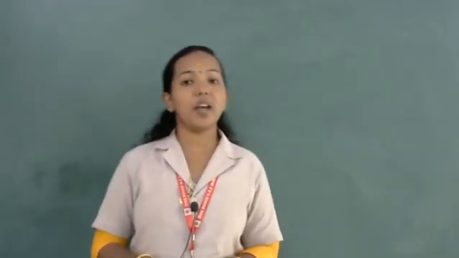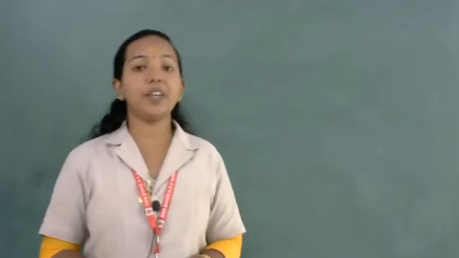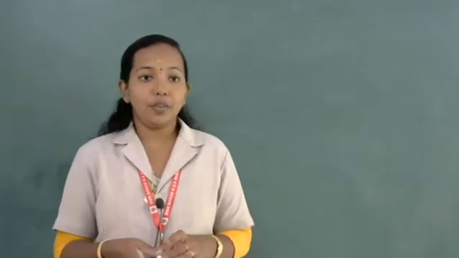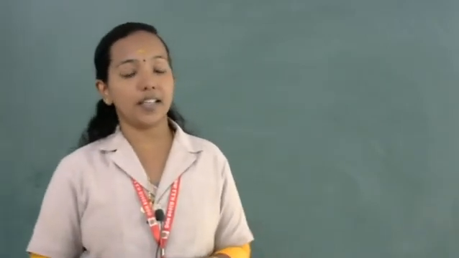So we are discussing universal gates. In the previous video we already saw how we implement basic gates using NAND gate: NOT gate using NAND, OR gate using NAND, and also AND gate using NAND. The circuit diagram, algebraic proof, everything we discussed in the previous video.